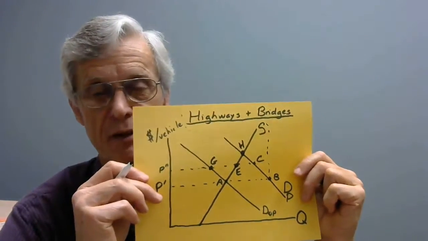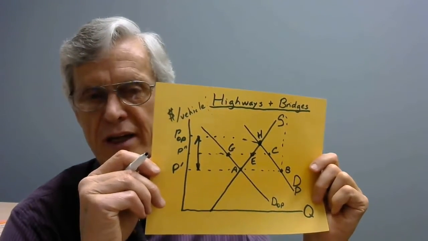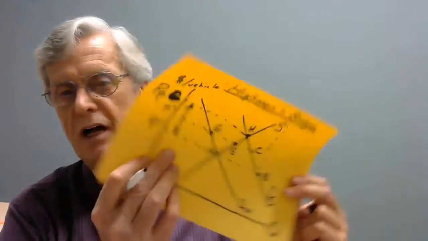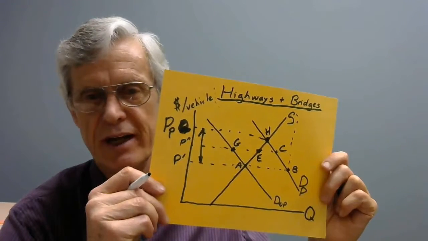So what we should do from an economic efficiency perspective is charge at point H. Okay, so we should charge a fee equal to the difference between P prime and P sub peak. I've been doing this too long today. I'm at price peak, okay, the P with the P subscript, at point H is what we should charge.